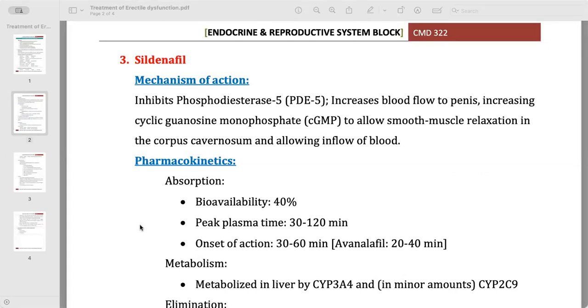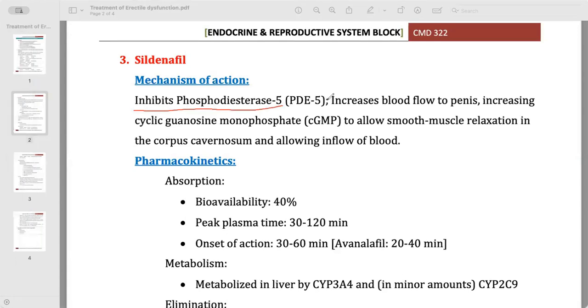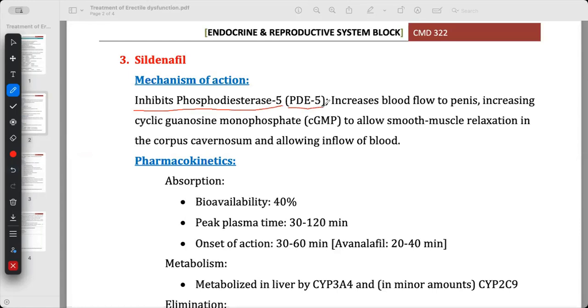Pharmacological information of the sildenafil. The mechanism of action of the sildenafil here: it inhibits the phosphodiesterase 5 enzyme, and this inhibition of the phosphodiesterase 5, you can also write PDE5 as a short form, increases the blood flow to the penis.